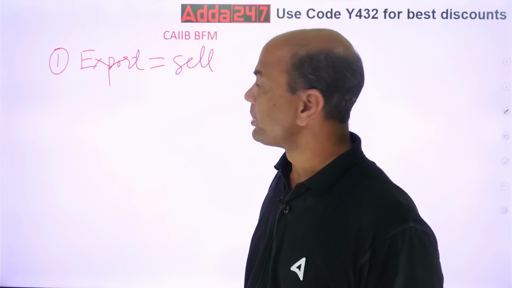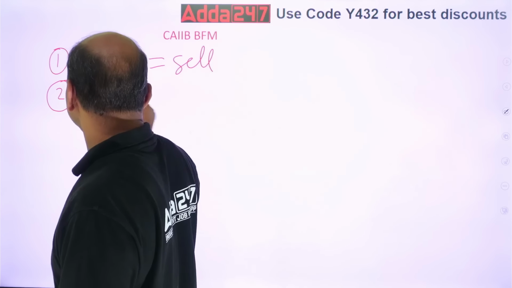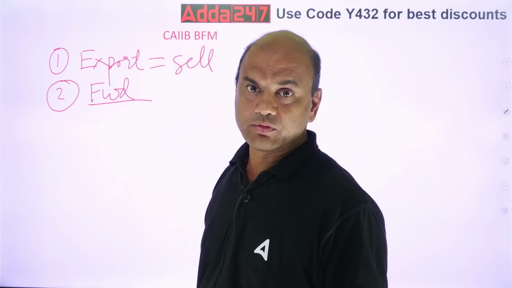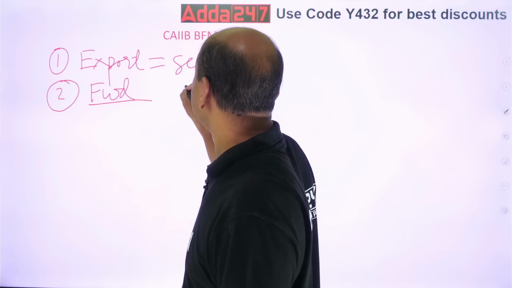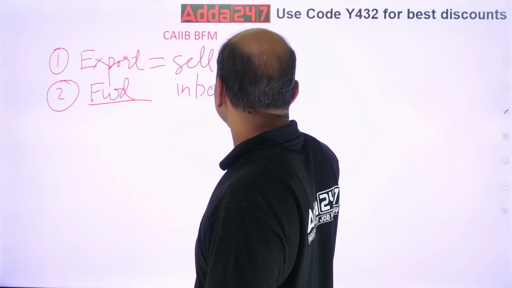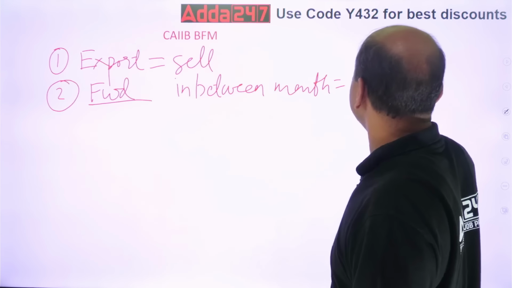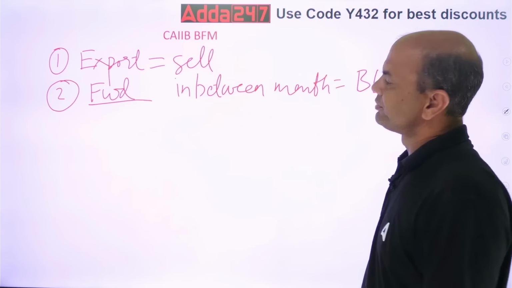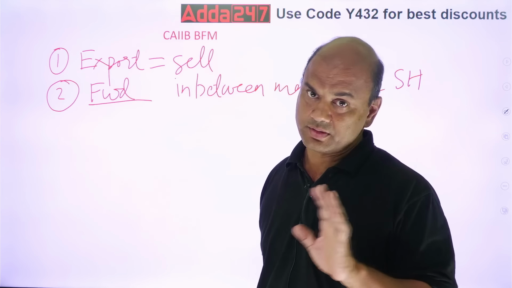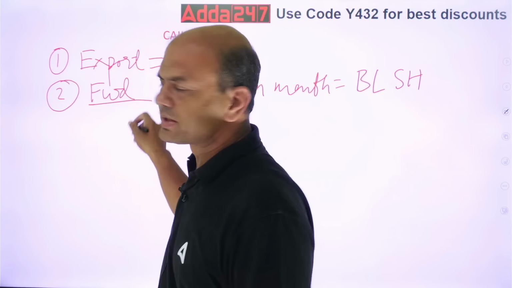Number two, forward margin. For forward points, you should use buy low, sell high when you don't know the rates in between. Whenever you have to do in between months, use buy low, sell high, BLSH. I'll write it: buy low, sell high. If it is on the first date or the last date, no buy low, sell high. Clear?